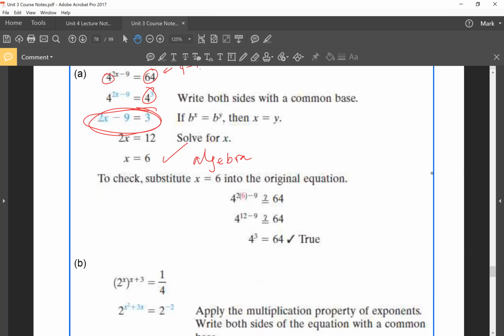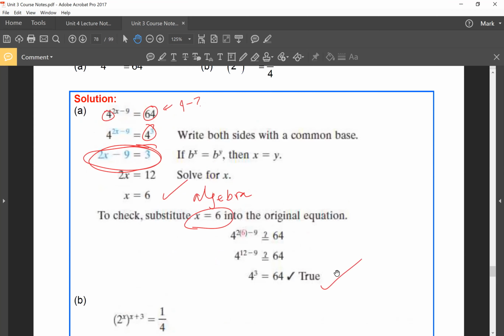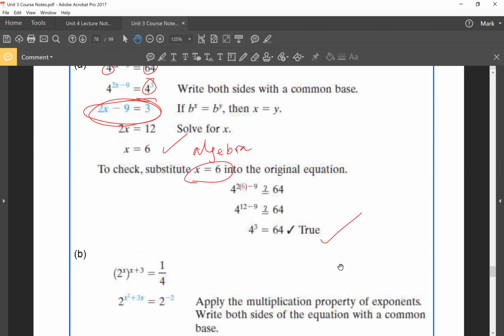It does ask you to check it, and it does work. You don't actually have to check something like this. There's no reason that this wouldn't work. With logarithms, you might have issues with negatives. You won't have issues with this, so you don't actually have to check this.